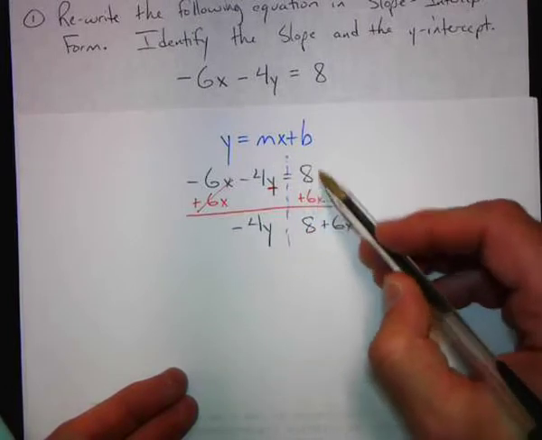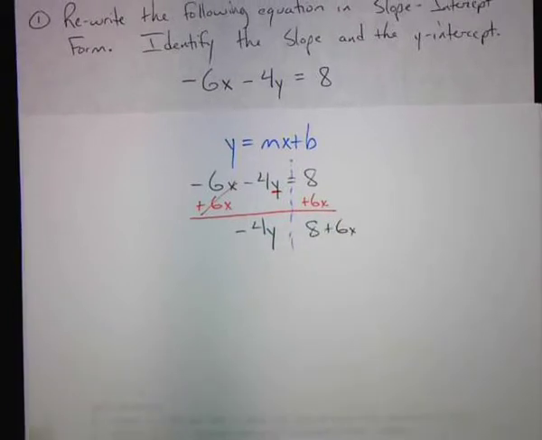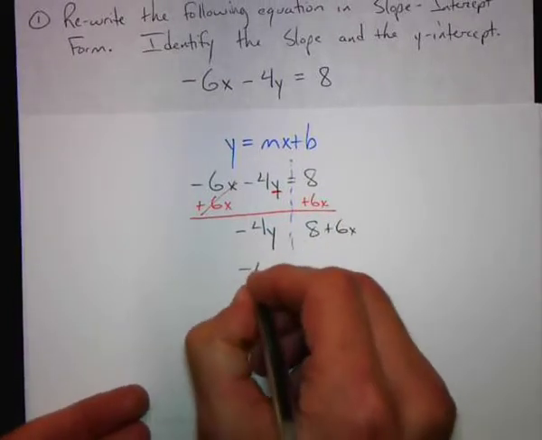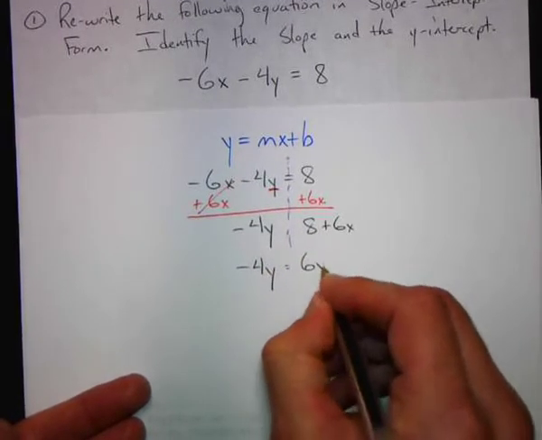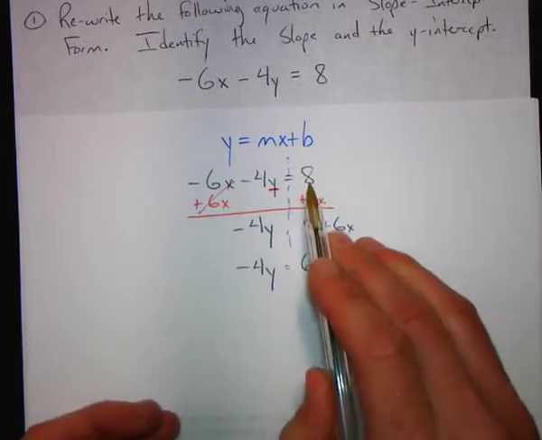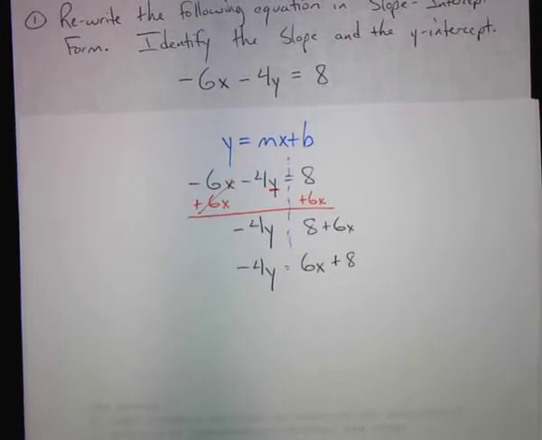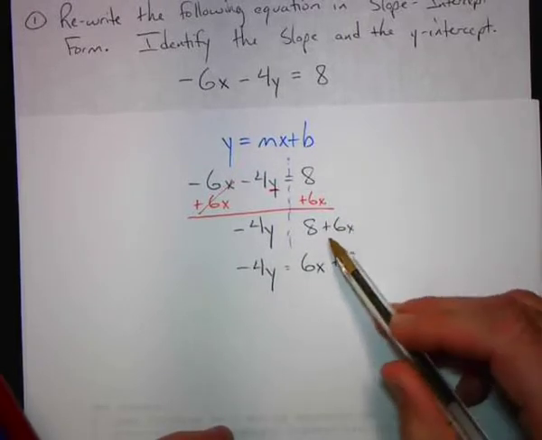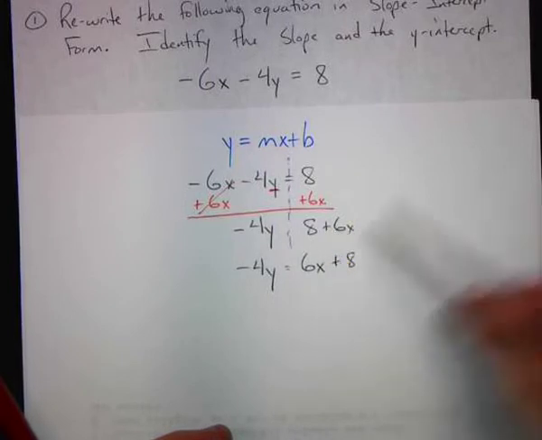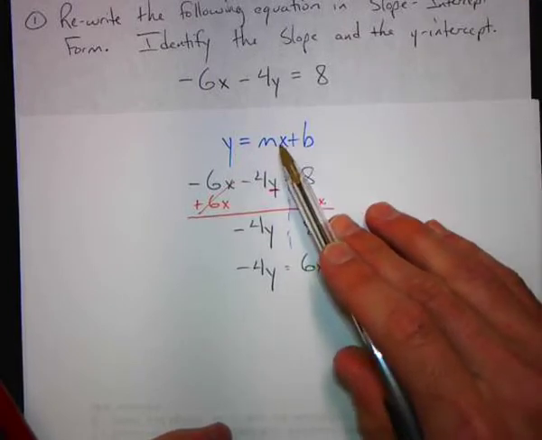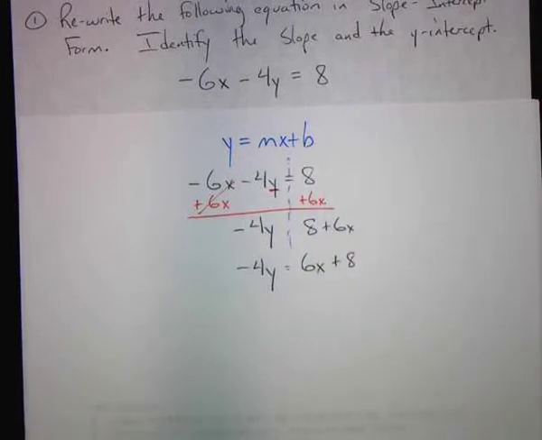So if we read this part out loud, we have 8 plus 6x. Why not put the positive 6x first? So we could have written negative 4y equals, let's put that positive 6x first. And then we can put the positive 8 second. All right, so we could have completely rearranged that. Now we've also used the commutative property of addition here as well. We can rearrange this and rearrange this, because remember, the goal is to have slope-intercept form.